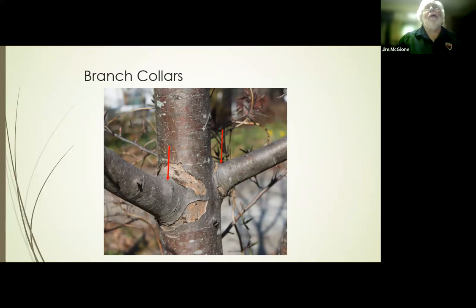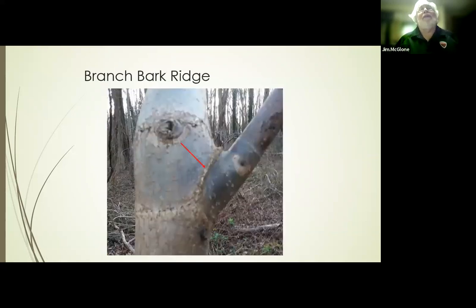Another important part, at least for pruning, is what we call the branch bark ridge. So when we have a good branch union, there should be a ridge of bark on the interior between the two branches where the epidermis or the bark is growing against each other and pushing that ridge up. If you don't see a branch bark ridge, that means you've got a poor connection and there can be problems later on. We'll talk more about that.